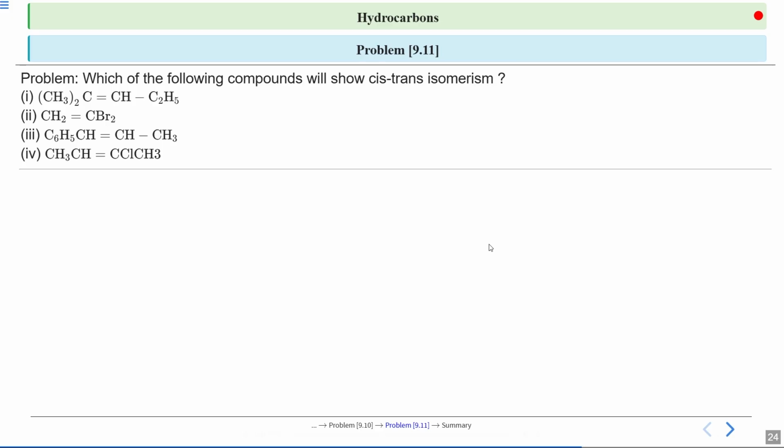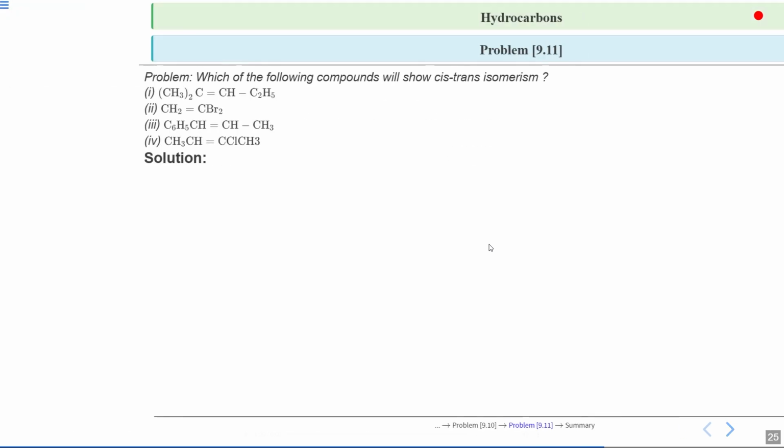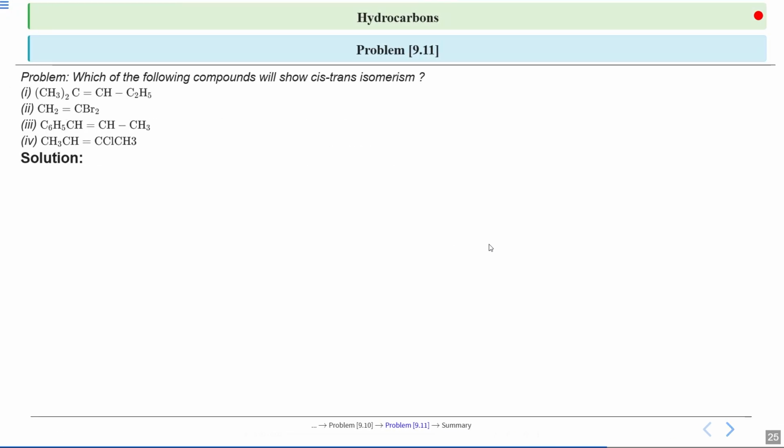Here comes the next question. Which of the following compounds will show cis-trans isomerism? Options are given and we have to choose the right one. We have 4 compounds listed here. We will analyze each one to see if they meet the criteria for cis-trans isomerism or not.